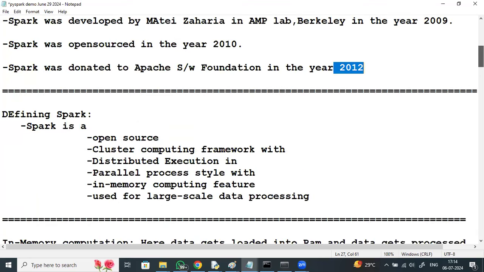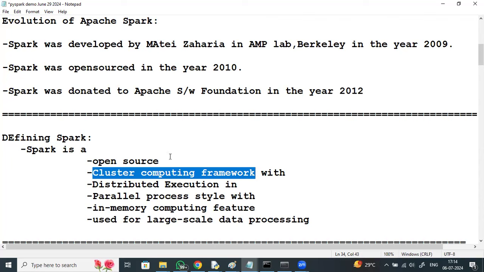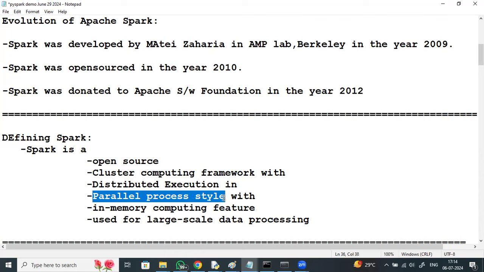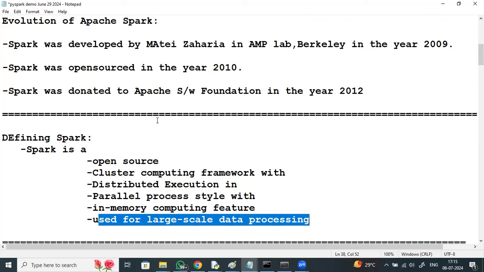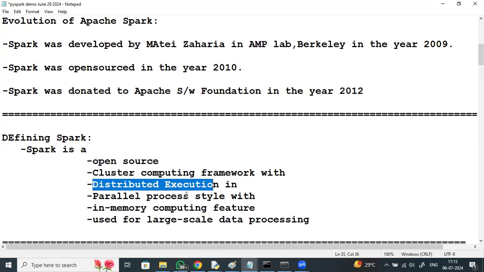Yes, it's getting recorded. So defining Spark, I define Spark in 5 lines. First thing, Spark is open source, given by Apache Software Foundation. And it is a cluster computing framework with distributed execution, in parallel process style, with in-memory computation feature, used for large-scale data processing. All the features you are going to see in Hadoop, except this in-memory computation. Because of this in-memory computation, you see very high speed in the case of Spark. Memory level storage and memory level processing happen within Spark.